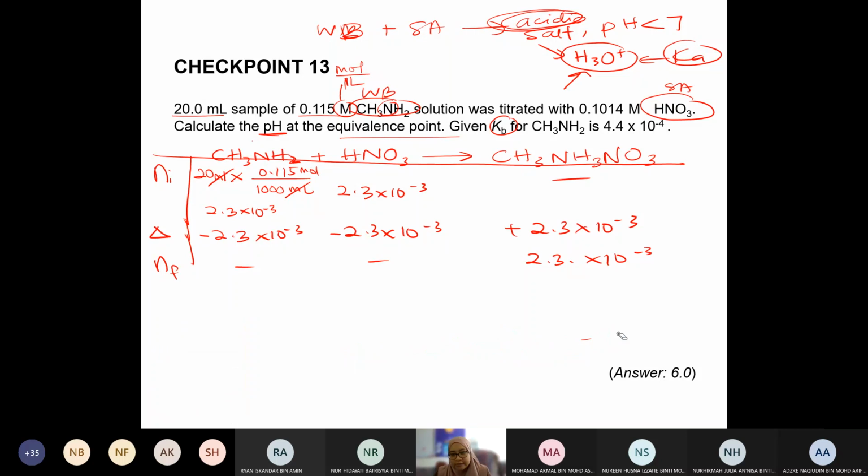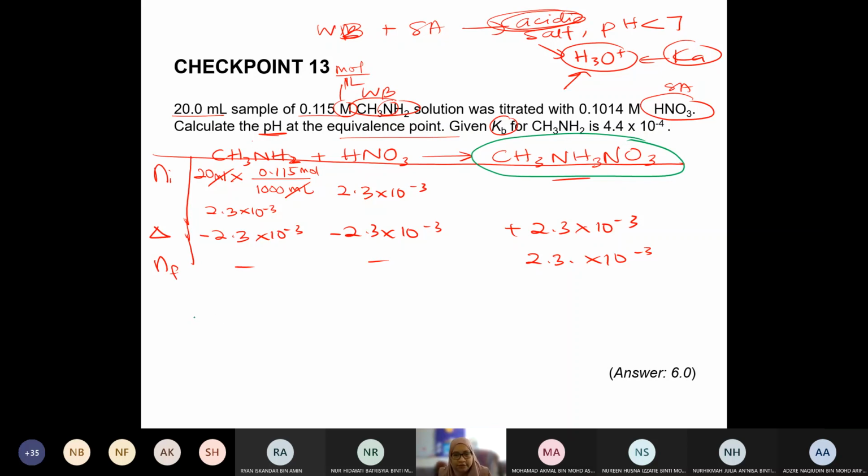Okay, alright. So now since we only have the garam, the salt, yang ni yang kita akan carry forward. Okay, so basically this garam is formed between these two acid and base. Okay, that means next step will be the salt dissociation and salt hydrolysis. At equivalent point memang kita pakai salt hydrolysis. Okay, so first step before we go for salt hydrolysis, we have to have the salt dissociation. Okay, so nak ada salt hydrolysis betul, nak ada salt dissociation and salt hydrolysis later on, kan.